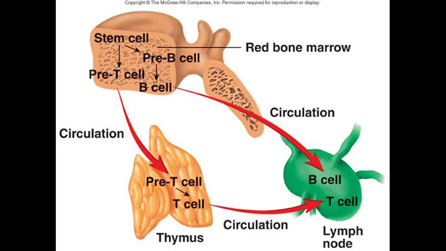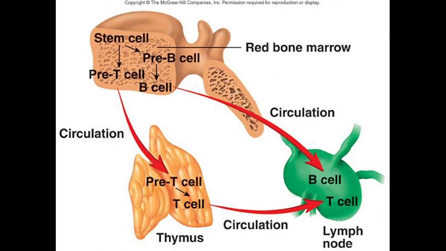We now go into the lymphoid cells. From the red bone marrow in bones, we have the precursor cell or the stem cell giving rise to pre-B cells, which will develop into a B cell or B lymphocytes, together with the pre-T cells that will produce the T lymphocytes.